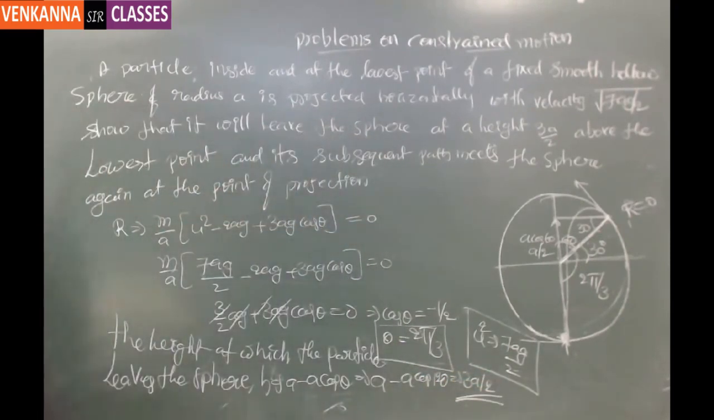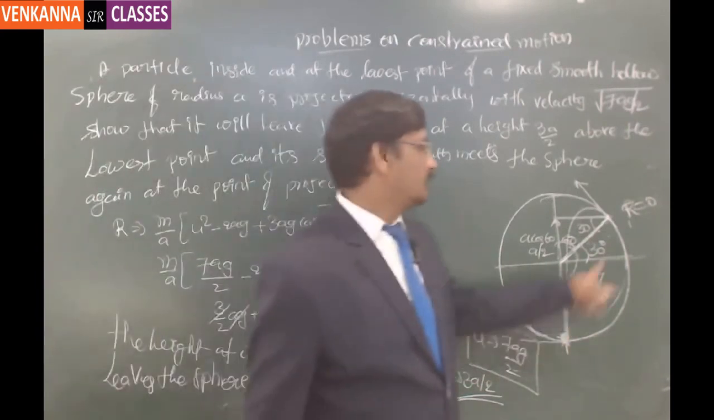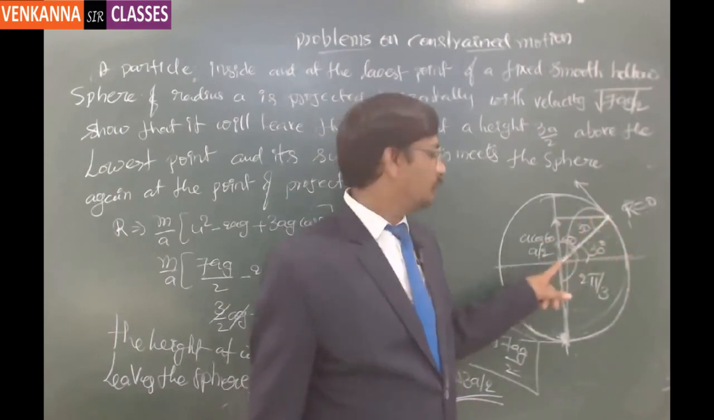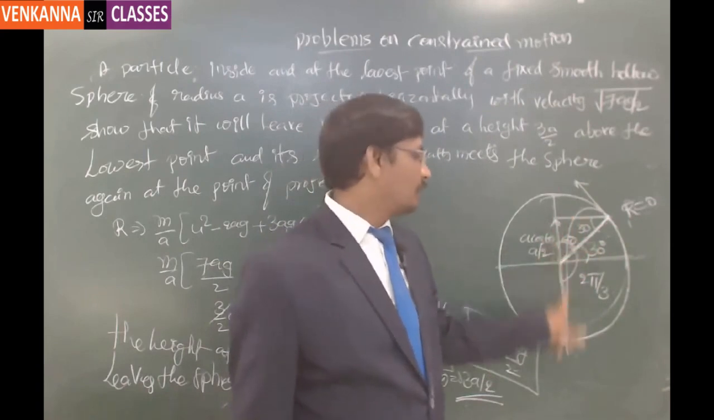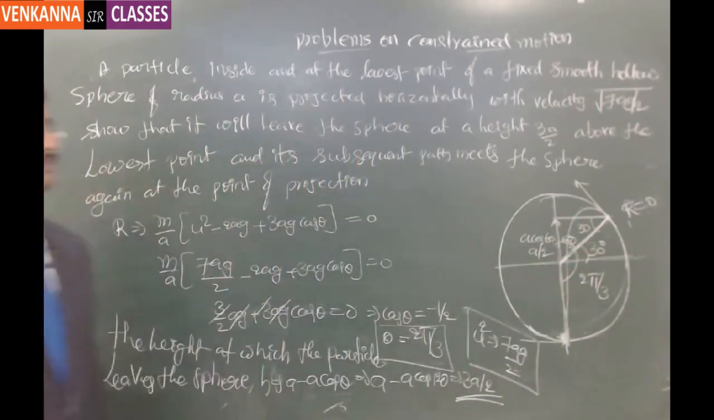Got it? So the first case is proved, where the particle is moving out of the sphere at a height of 3a by 2, which is at an angle of 120 degrees from the initial line of the vertical. Got it? Note down this.